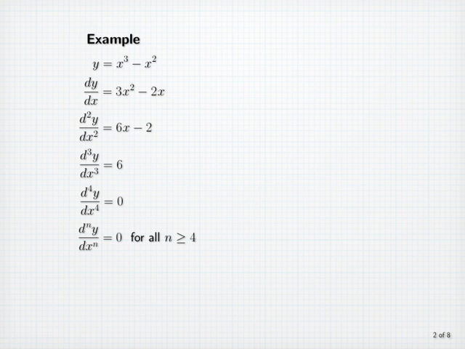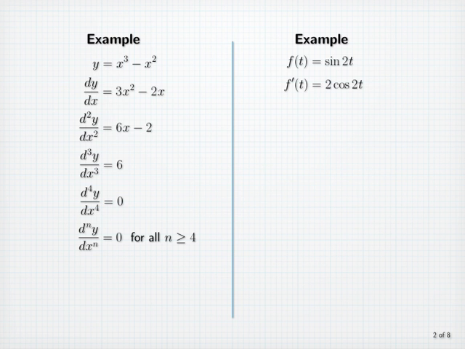This is typical of a polynomial. For an nth degree polynomial, all derivatives of order n plus 1 or higher will be 0. Example: let f of t equal sine of 2t. The derivative is cosine of 2t times the derivative of 2t by the chain rule.